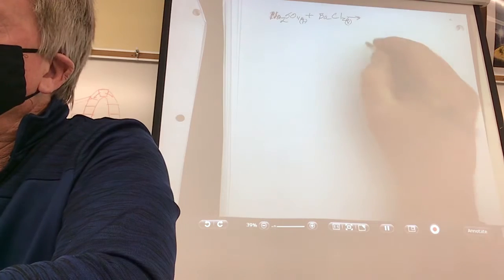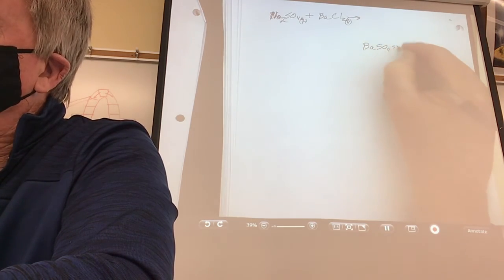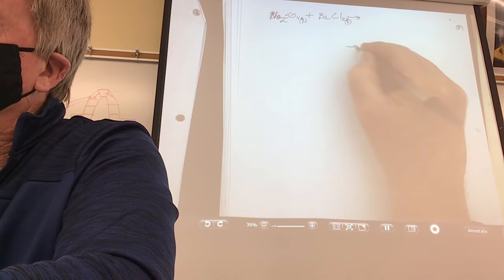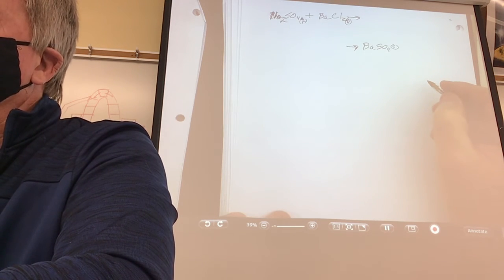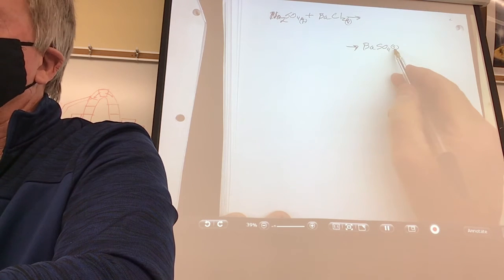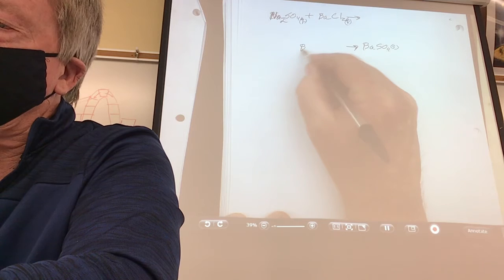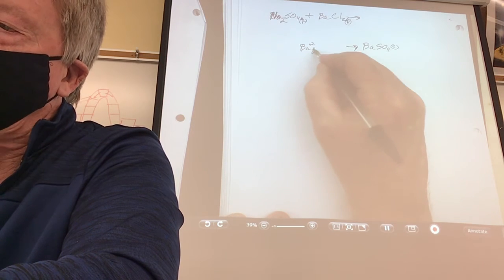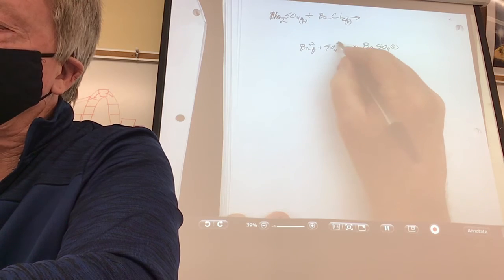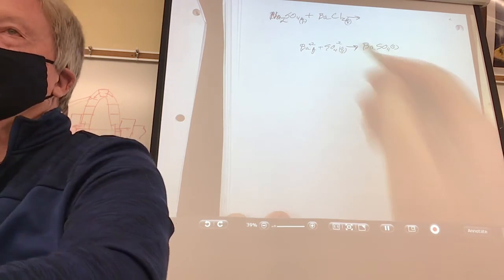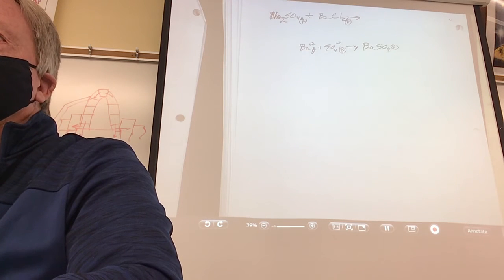Now, let me show you a shortcut. Ready? This is going to be the solid. Now, you've never done an equation backwards, but I am. I'm going to do it backwards, okay? Barium sulfate is like that, right? The only way you could have made that is to have a barium plus 2 ion and a sulfate minus 2 ion, and I'm done. There's the net ionic equation right there.